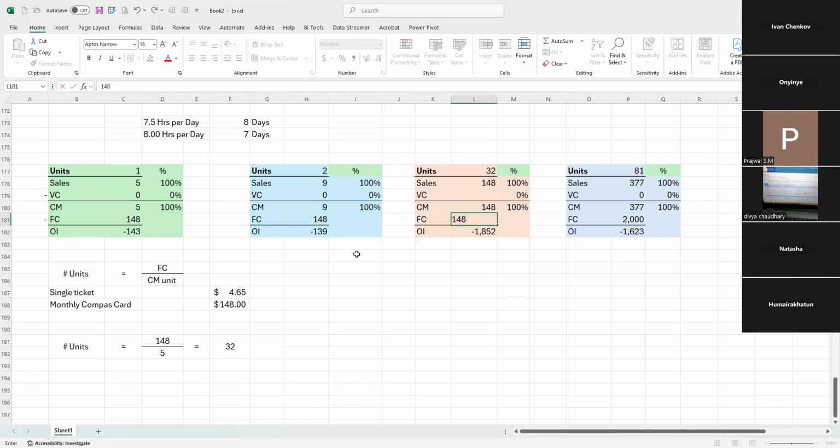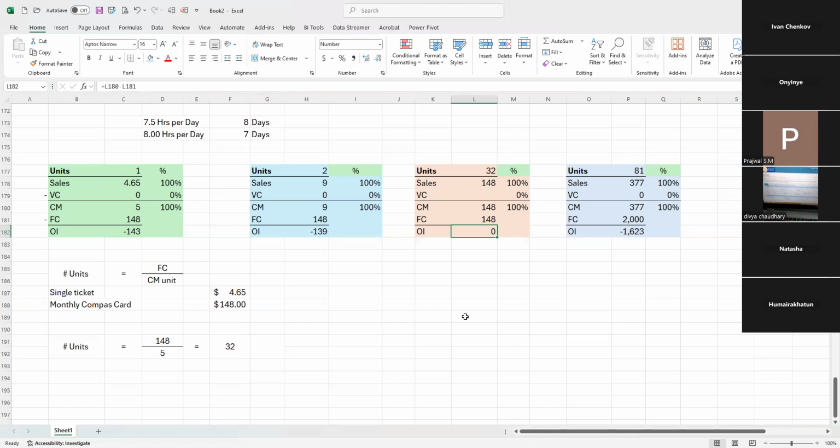At least we have to ride 32 times minimum. If you ride it less than 32 times, what's going to happen? You're losing money. Yeah.